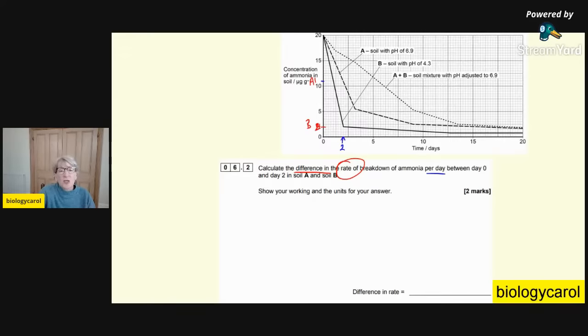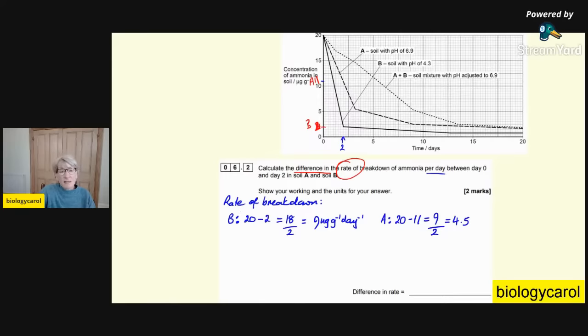I've just been silly. That's 2, isn't it? Because of course we've got 10 little boxes for 5 units. So each unit is 2 boxes, and this is 11. So notice the rate of breakdown. You've got to work out how much is broken down. They both started at 20. So the amount broken down in B over 2 days is 18, 20 minus 2. And the amount broken down in A over 2 days is 20 minus 11, which is 9.